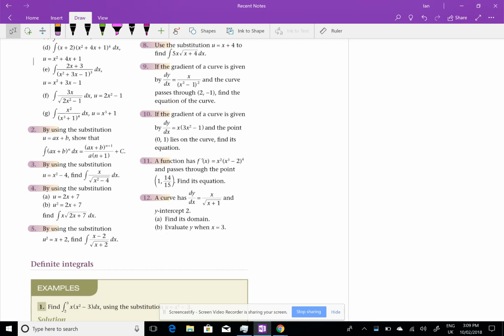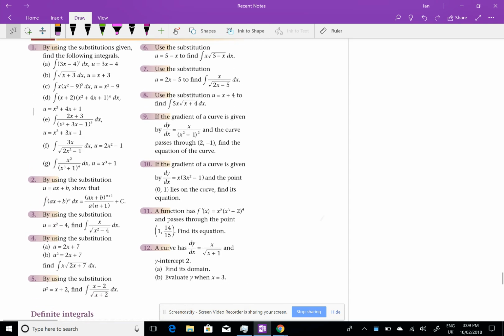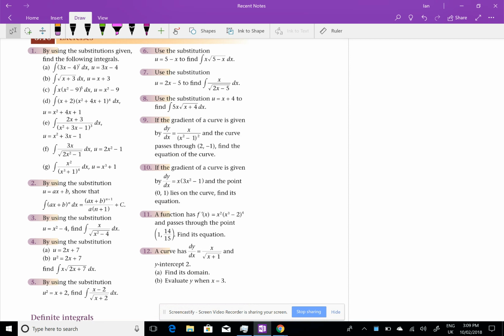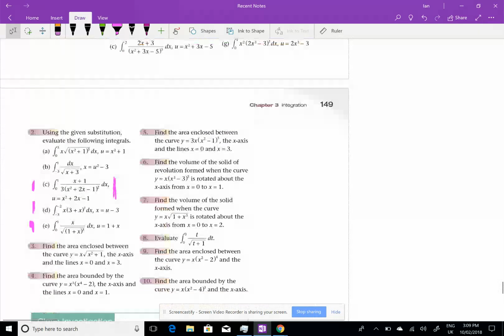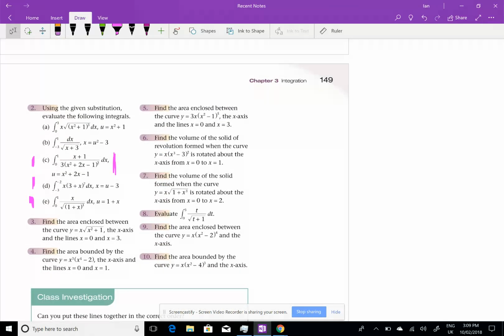Righto, Year 12, I will now have a go at some of these questions from 2 to 12. Remember, don't spend too much time on these ones, particularly if they're an area one. I told you not to do 9 and 10. You can have a go at them, but don't worry too much. They don't ask you to do areas by substitution. They just ask you to do integration by substitution.